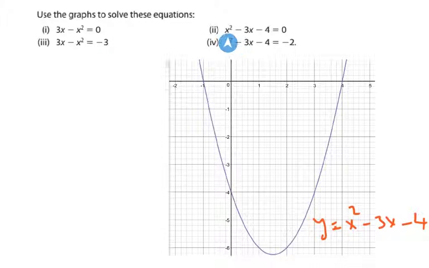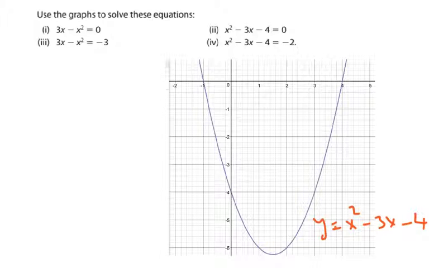Okay. So we're now looking at the function x squared minus 3x minus 4. Here it is here: x squared minus 3x minus 4. And we're saying use your graph to solve these equations. When is this equal to 0? So x equals minus 1 and x equals 4. That's when they're equal to 0. Where is it equal to minus 2?